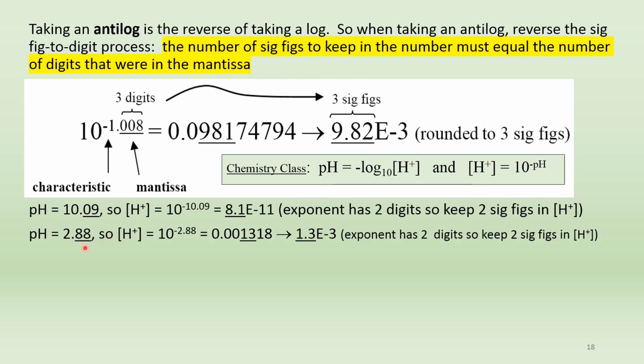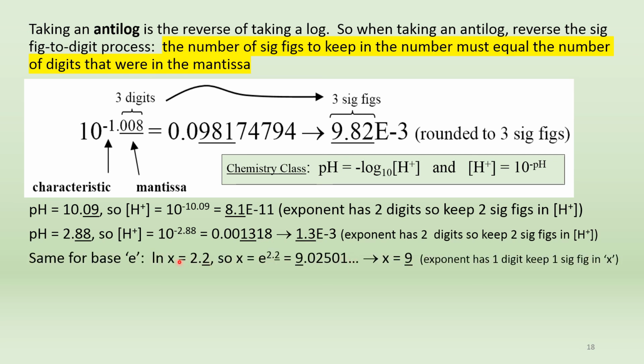Let's try an acidic pH this time. 2.88 is a logarithm, 2 is the characteristic, 0.88 is the mantissa, and it has 2 digits in it. So when we take the antilog, we find the molar concentration of hydrogen. It will be 10 to the negative 2.88, and we're going to keep only 2 sig figs in our number. So that's the 1 and the 3. So 1.3 times 10 to the minus 3 would be the hydrogen ion concentration.